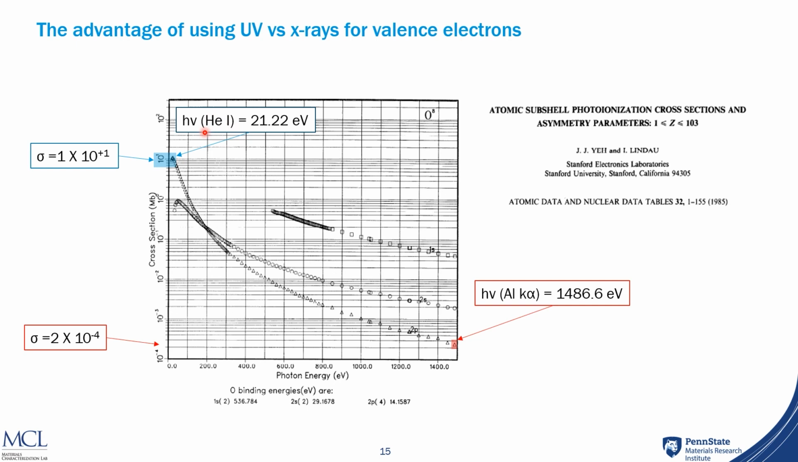ultraviolet light with an energy of 21 electron volts, we can see that we have about a 50,000-fold enhancement in the photoionization cross-section, meaning for every photon going in, we are 50,000 times more likely to liberate that photoelectron from the sample. So this is really the main advantage of using UPS in these types of measurements.